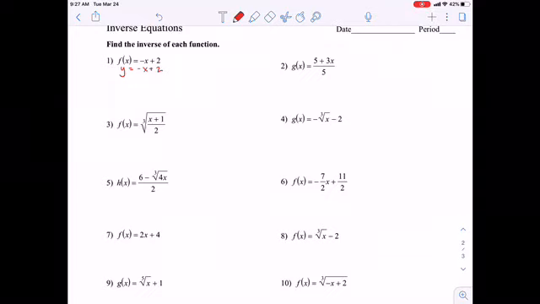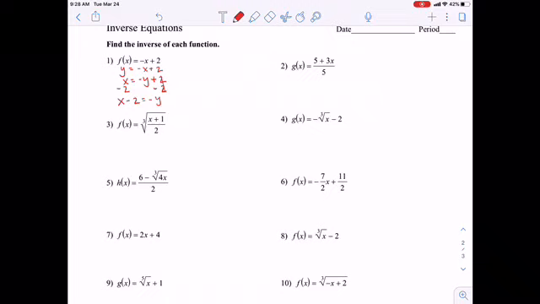Now remember, when we find an inverse equation, we just switch the x and y, so this will become x equals negative y plus 2. Now to solve this equation, I need to get the y alone, so I'm going to begin by subtracting the 2 over to the other side. Now I cannot combine a 2 who doesn't have an x with an x, so I'm going to leave them separated. This becomes x minus 2 equals negative y.